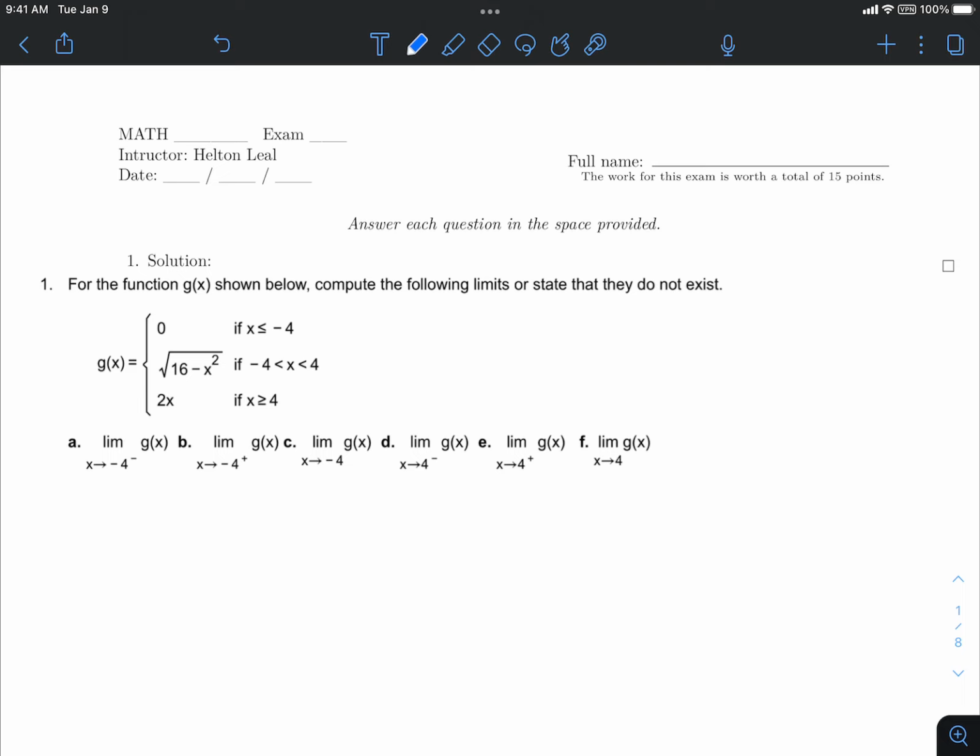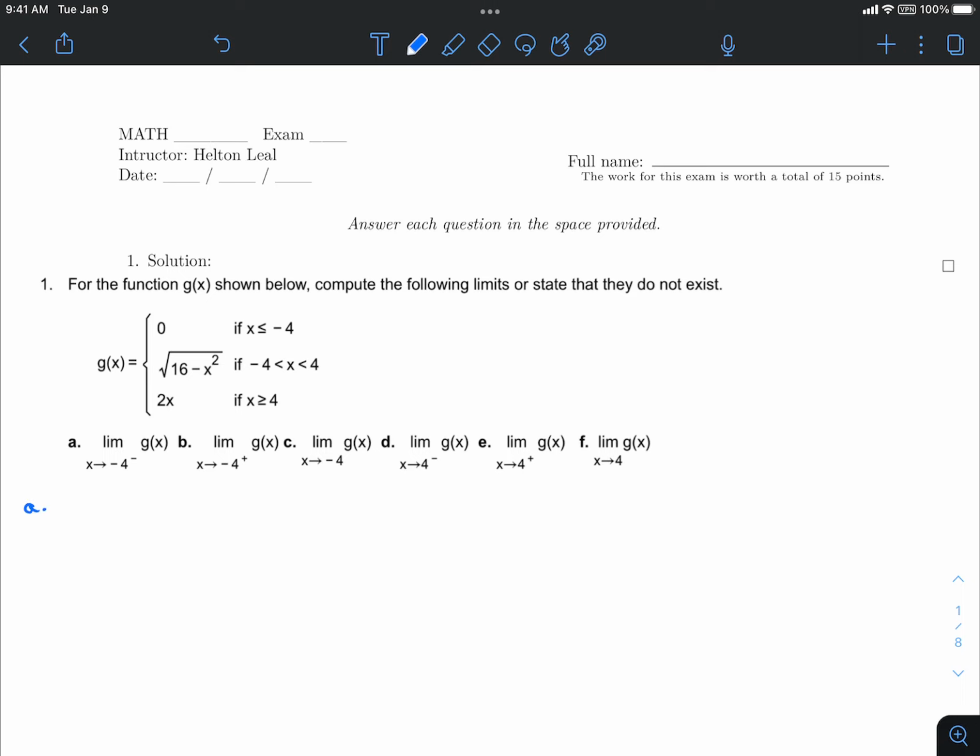Now this function is asking us to compute those 1, 2, 3, 4, 5, 6 limits, and it's a piecewise defined function, meaning it has, in this case, 3 different definitions depending on the x value. So how are we going to solve this problem based on these facts that I just mentioned?